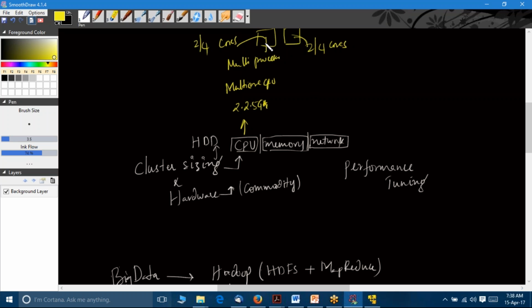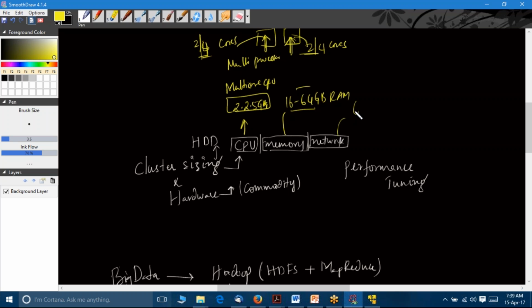So this is one processor. On the motherboard, you will be having the provision for multiple processors. So this is one physical processor and this is one more physical processor. And in each processor, we have multiple cores, like what has been shown here. And each processor has got this much capacity. Same like memory, 16 to 64 GB RAM I'm talking about here, depending on the nodes, the data nodes.